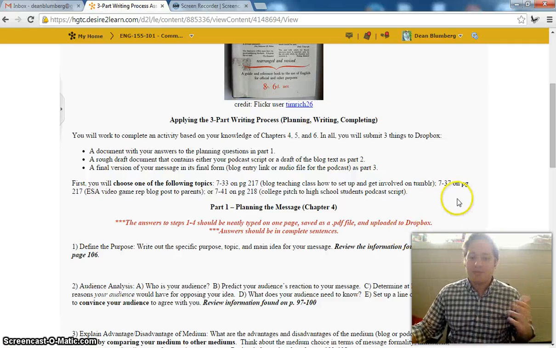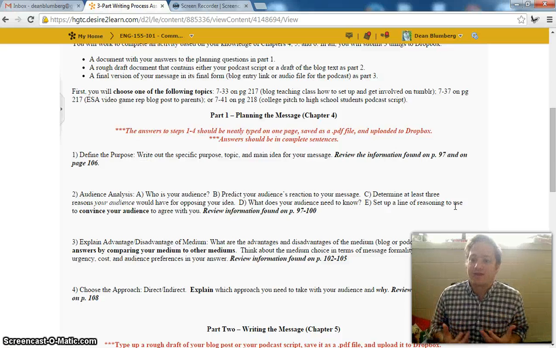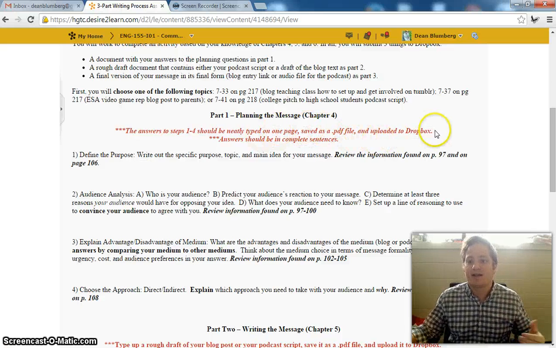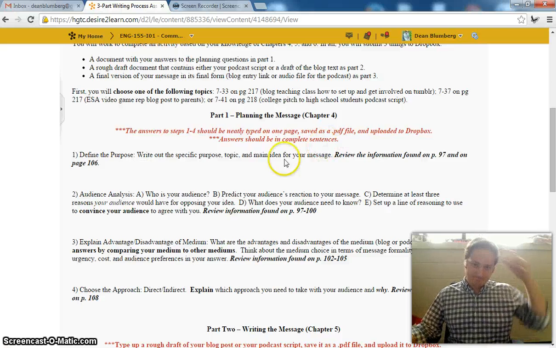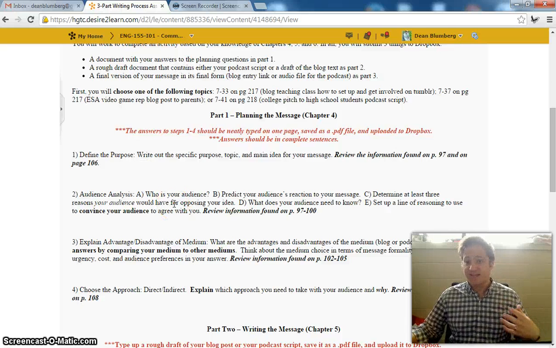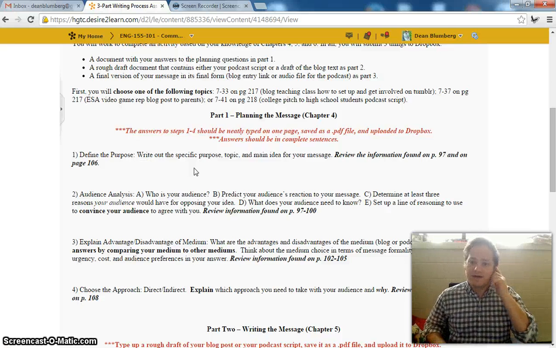So your first step with this assignment is to type up some answers that get you planning and thinking about it. And these should be typed neatly on one page, saved as a PDF file, and uploaded to Dropbox. They should be in complete sentences. Each question is probably at least going to be one decent-sized paragraph, if not multiple. So the first question, think about your purpose. What's the general purpose? What's the specific purpose? What's the topic and main idea for your message?